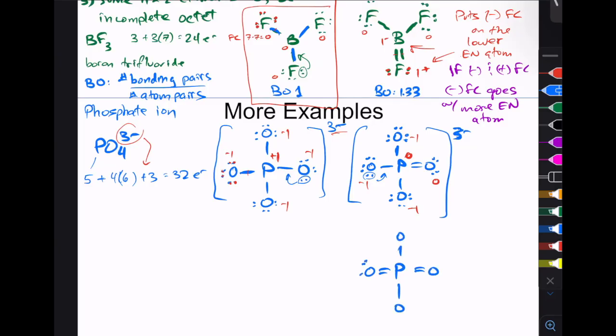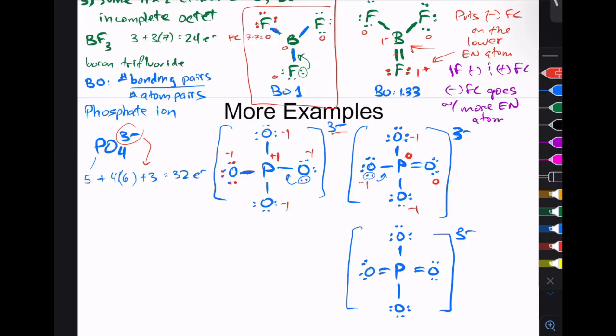Right? All I'm doing is moving a lone pair into a shared pair. So I know that if I do this carefully, I've kept track of all 32 electrons. But as you're practicing this, go ahead and count the electrons each time you make a manipulation, to make sure that you're not losing anything. 3 minus. Now let's take a look at the formal charges.